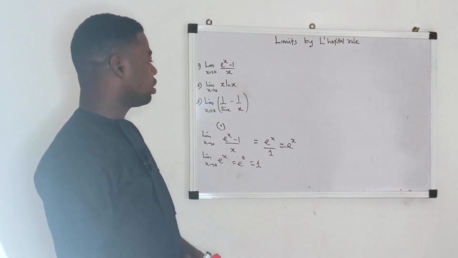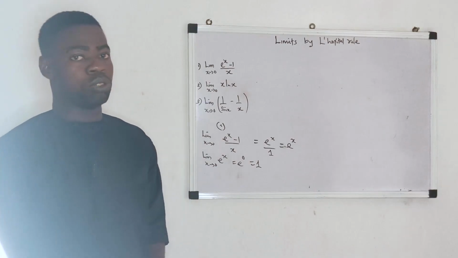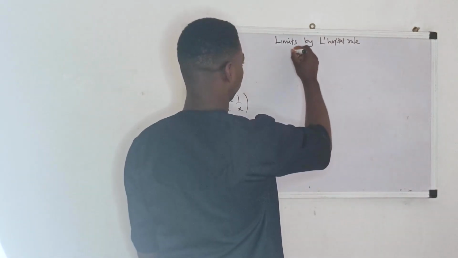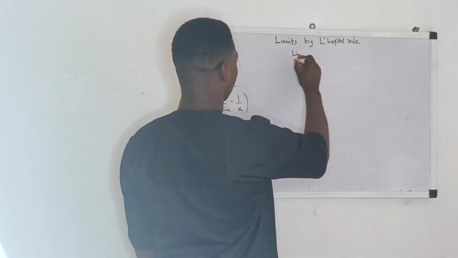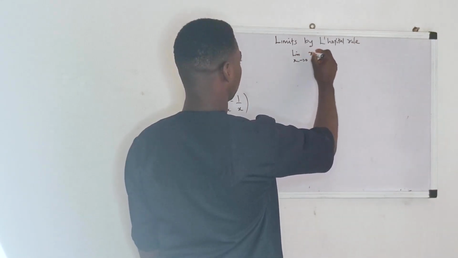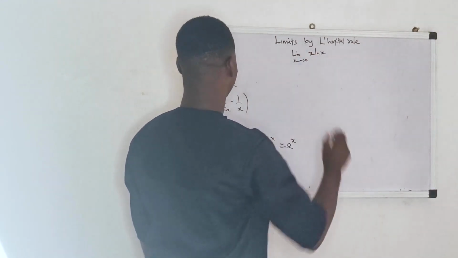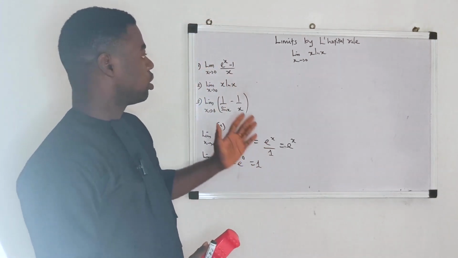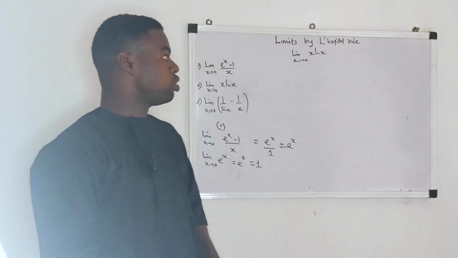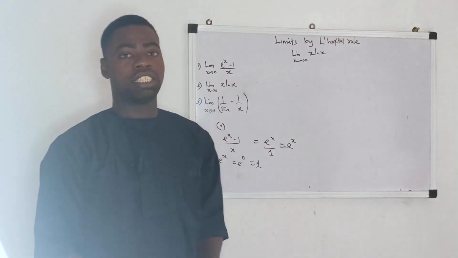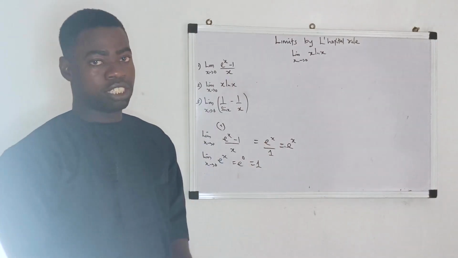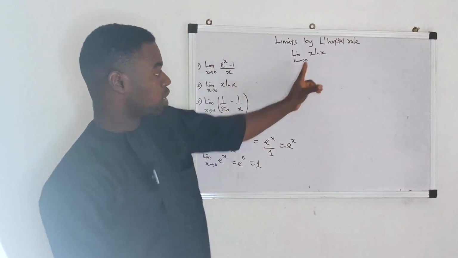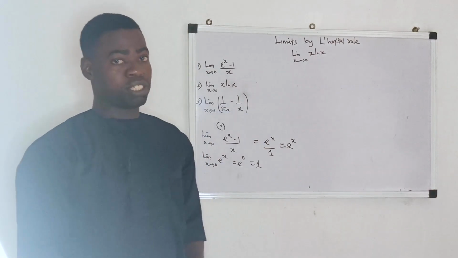How about we evaluate question number 2? Let's see what it will look like. So for question number 2, we have the limit as x approaches 0, x ln x. So if we do that, you would not be able to use the direct substitution for this, and you cannot also use the simplification for this because this is a special function, ln x. Ln x is a special function.